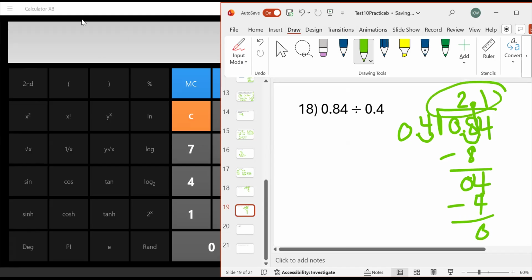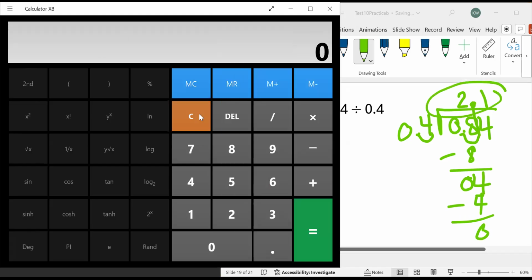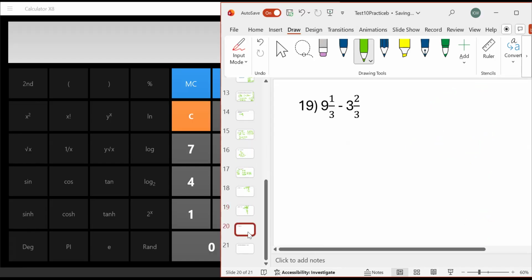If we go over here to the calculator, clear it out from the last one, 0.84 divided by 0.4 equals 2.1. All right, on to the next problem.